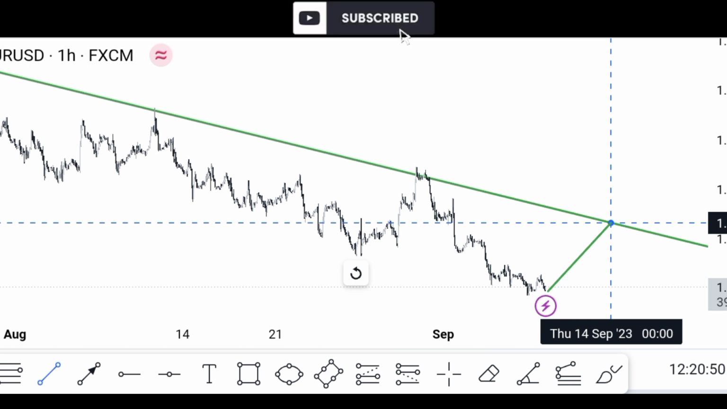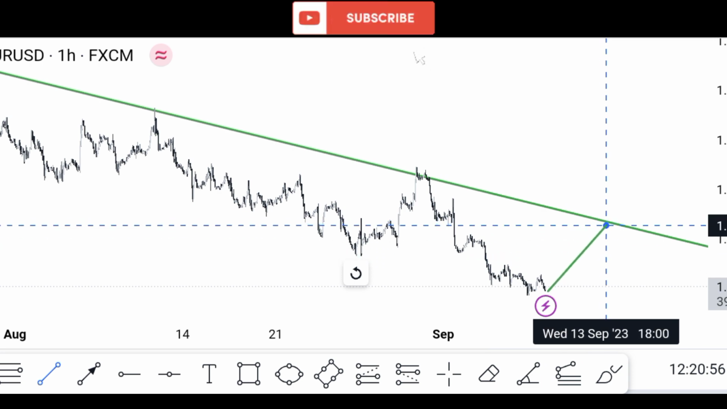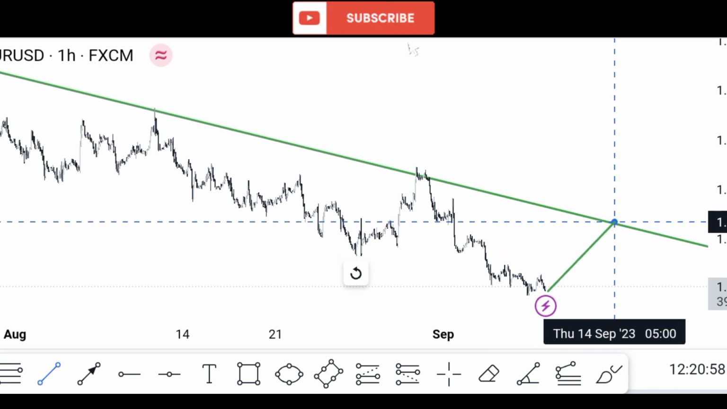After identifying the market trend and drawing the trend line, you need to be patient and wait for the market to come back to this trend line. That is all you have to do.